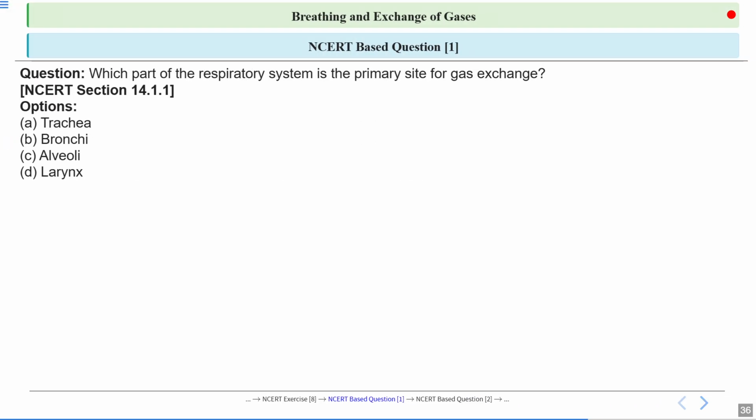Now we will have some MCQs related to our NCERT, right? NCERT based question number 1. Which part of the respiratory system is the primary site for gas exchange? This question is coming from NCERT section 14.1.1. A. Trachea, B. Bronchi, C. Alveoli, and D. Larynx. Let us see the answer.